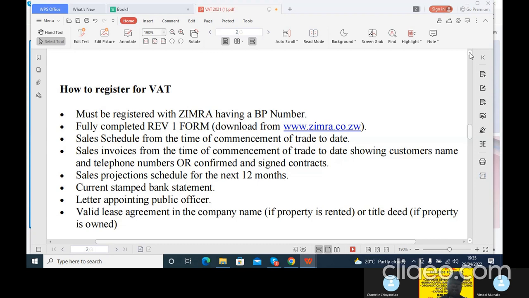When you want to register for VAT, you fill in what is called the Rev 1 form, which you download online from Zimra. Then you submit schedules of the sales you have made, because people want to know the thresholds. You submit your invoices. Actually, this is the Rev 1 form. Really, it has to be accompanied by your sales projections for the next 12 months.